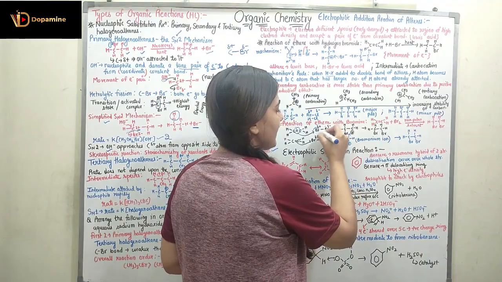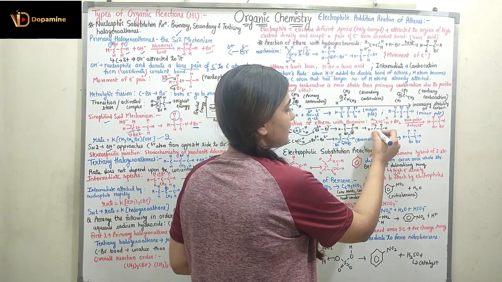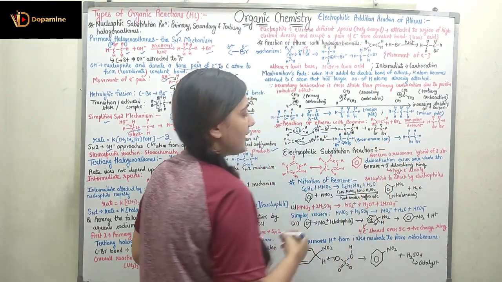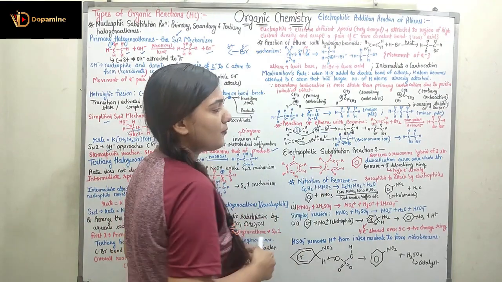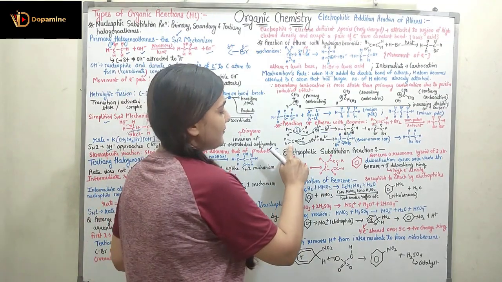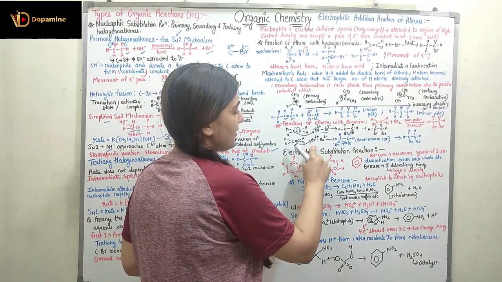Then the other Br negative is going to attack and form CH2Br, CH2Br. So again, over here you can see how the bromonium ion is formed. We have CH2 double bond CH2.